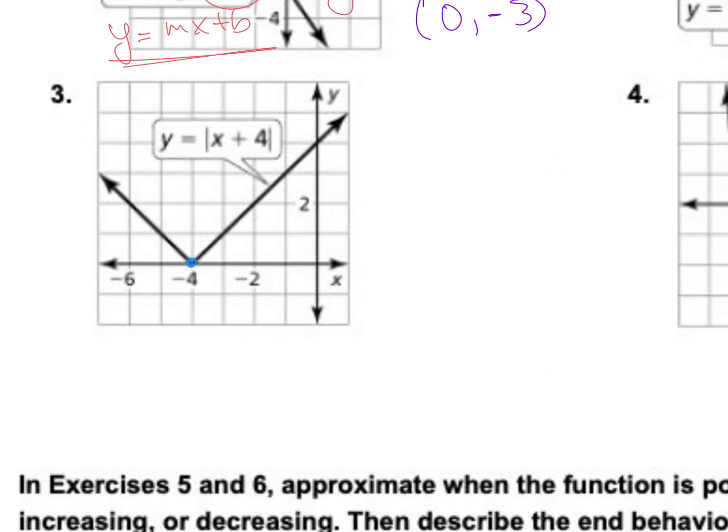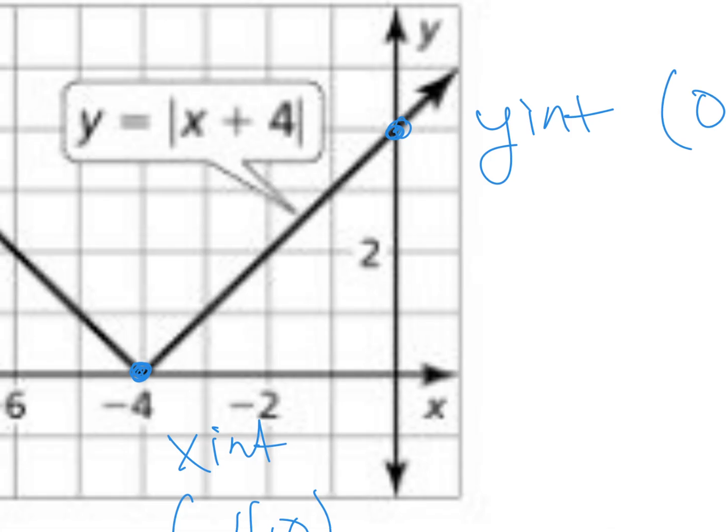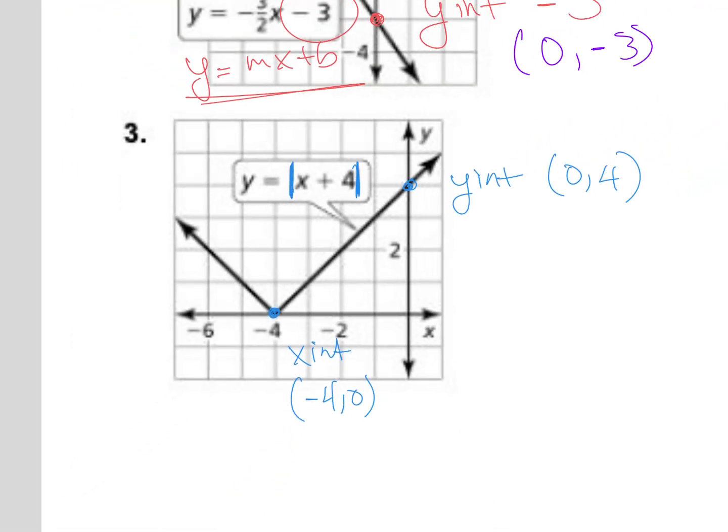That is an x-intercept. That x-intercept is when x is -4, y is 0. This is a y-intercept. When x is 0, y is 4. Okay? And notice this is an absolute value function. We will talk about those in the future. We've already kind of talked about that they are a parent function. They look like a V.